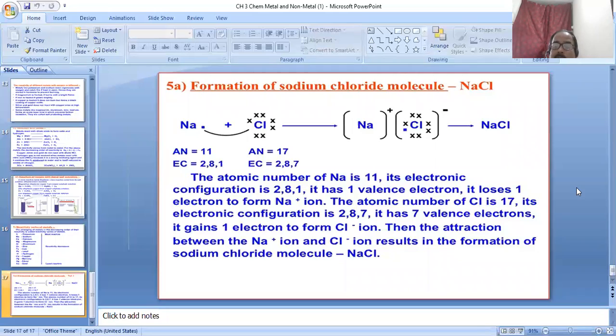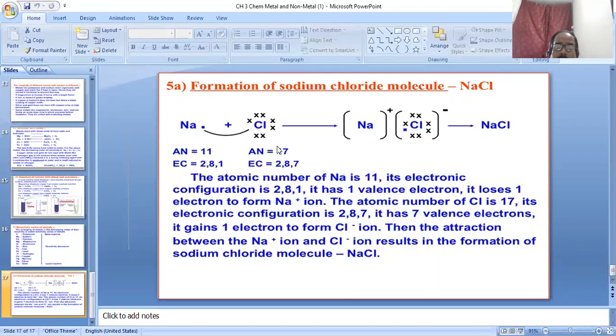So according to the chemical properties of metal, one another point we discuss here is the formation of sodium chloride molecules, that means NaCl. We know that the symbol of sodium is Na, atomic number is 11, and electronic configuration according to Bohr-Bury is 2, 8 and 1. Chlorine's symbol is Cl, atomic number 17, and electronic configuration is 2, 8, 7.